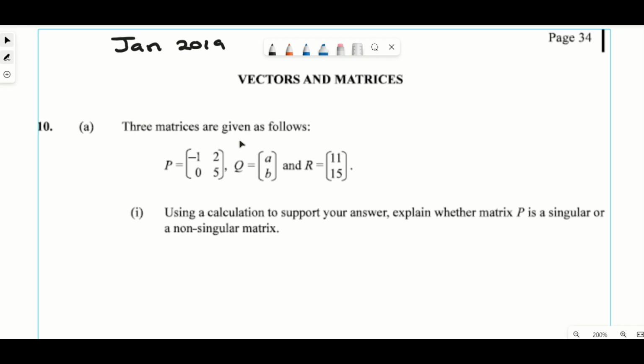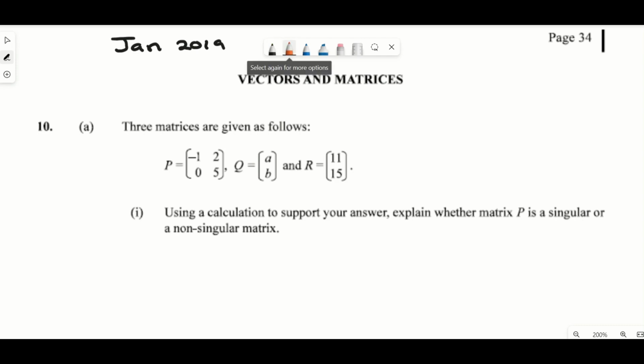They said three matrices are as followed. We have P, which is minus 1, 2, 0, 5. Q is A and B. R is 11, 15.